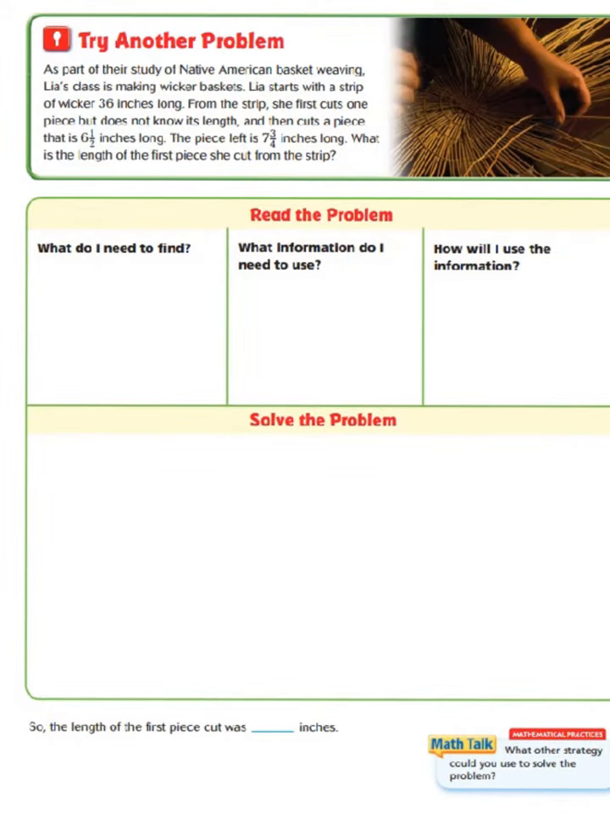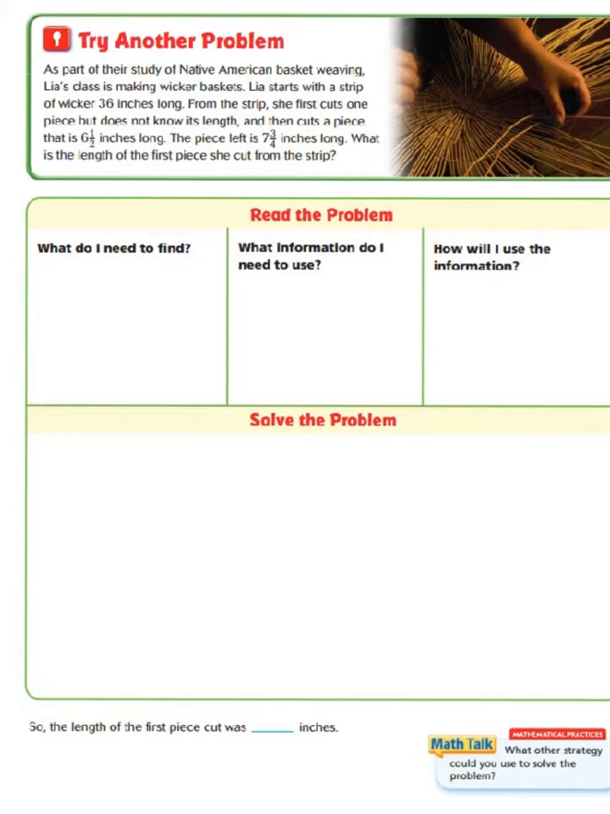Now let's take a look at another problem. As part of their study of Native American basket weaving, Leah's class is making wicker baskets. Leah starts with a strip of wicker 36 inches long. From the strip, she first cuts one piece but does not know its length, and then cuts a piece that is 6 1/2 inches long. The piece left is 7 3/4 inches long. What is the length of the first piece she cut from the strip?